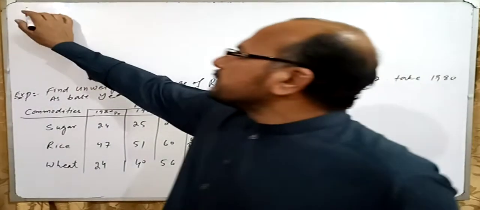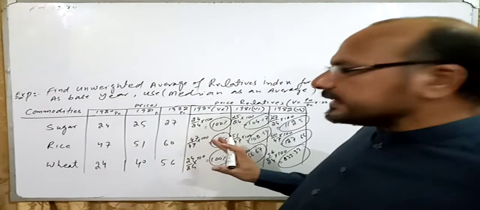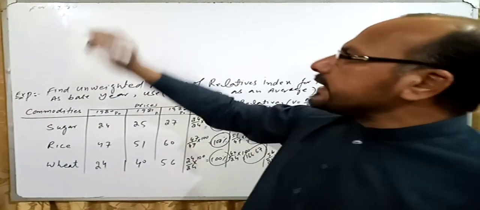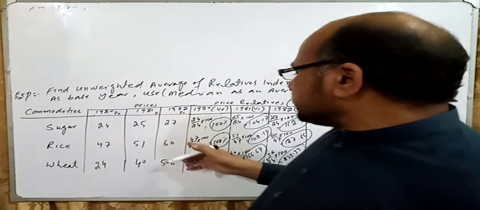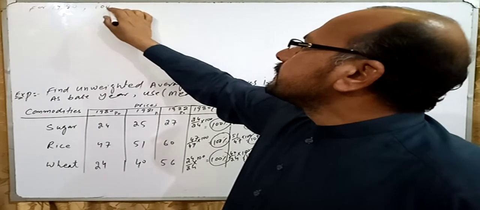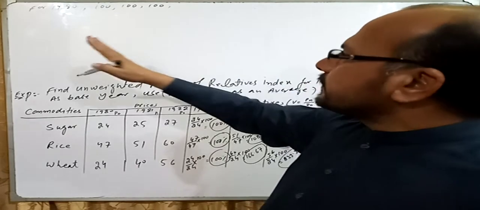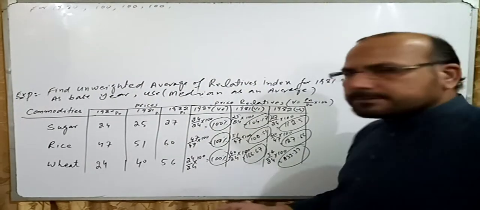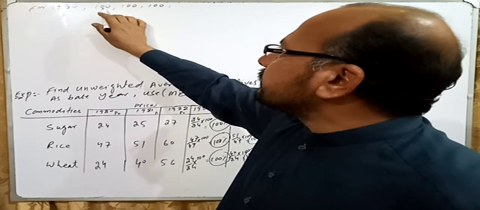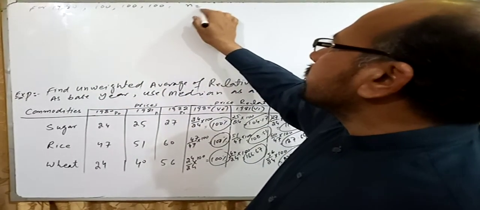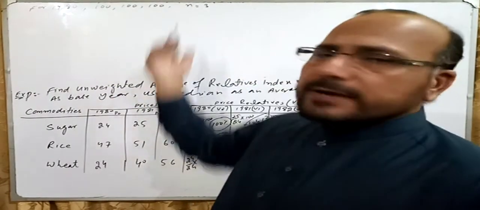But for 1980, the price relatives are the same: 100, 100 and 100. So we can write for 1980 it should be equal to 100. Let me show you. For 1980 the prices that we have are 100, again 100, again 100. We are writing in ascending order, but the prices are the same, so it will remain the same. Now how many items do we have? 1, 2, 3. So n equal to 3. Now what will be the median?